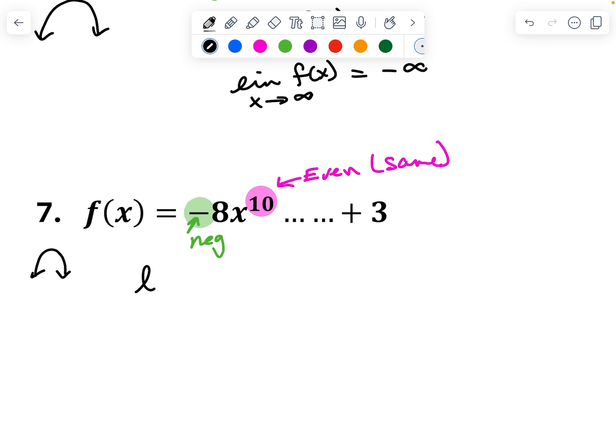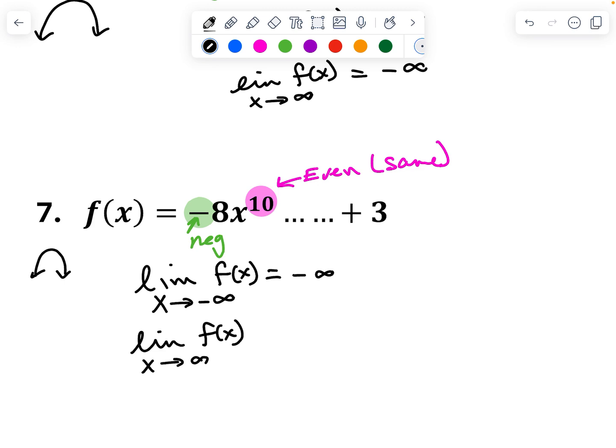So I'm going to say the limit of f of x as x approaches negative infinity. In other words, as x moves to the left, the graph is also going down. And the limit of f of x as x is moving to the right, the graph is still moving down.